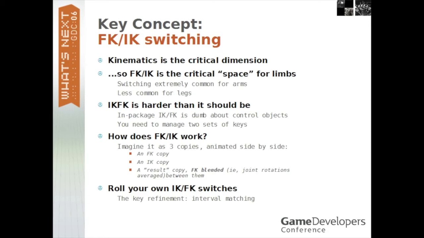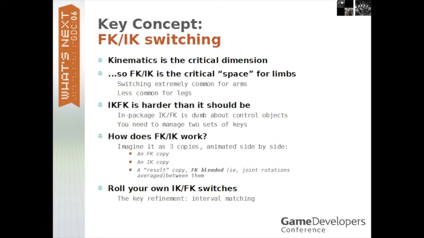FKIK is its own little thing. The interesting thing about FKIK is it's not really very complicated. It seems like rocket science, but really all they're doing inside the package is they've got a copy of the arm driven by IK, another copy driven by FK, and then they're just blending the joint rotations by whatever your IK to FK parameter is. And so that's not hard. We can do that, right?